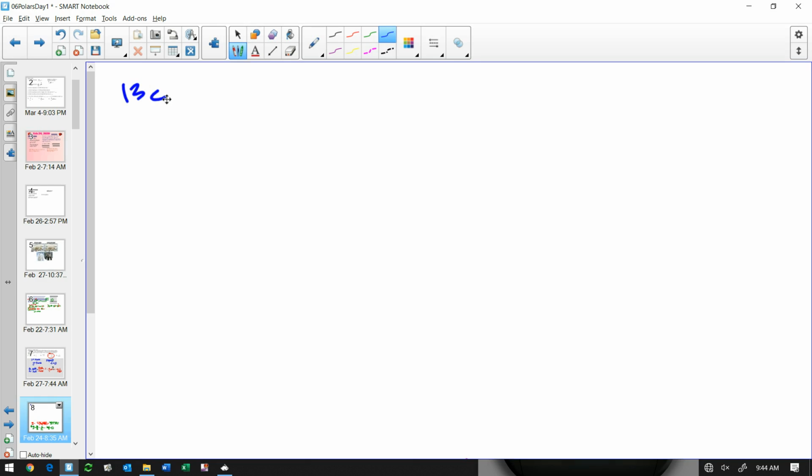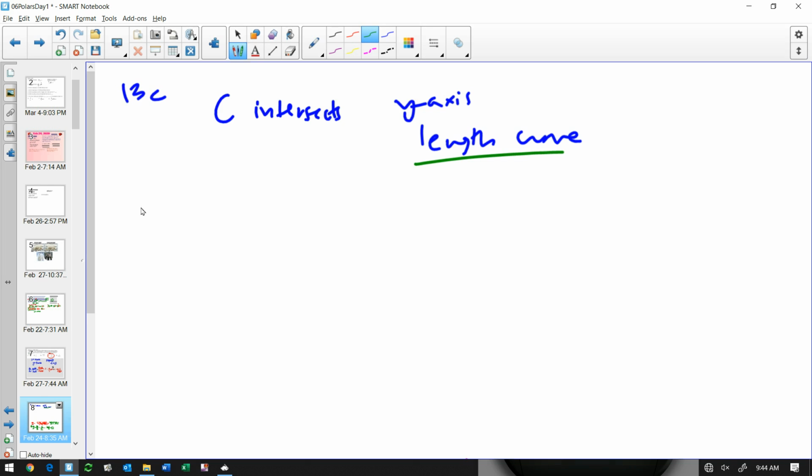Let's look at 13. Look at vectors 2. So vectors 2, 13c. Okay, it says C intersects the y-axis twice. Okay, and what's the length of the curve? All right, guys, what's the formula for length of a curve? Let's do it. You just need to know the formula.